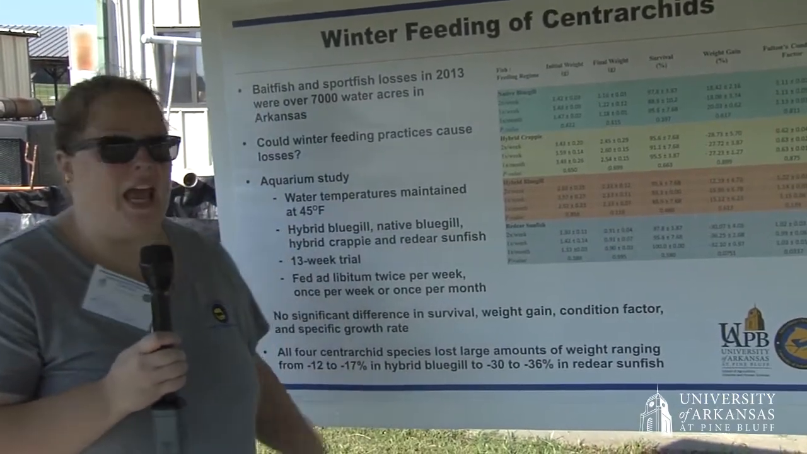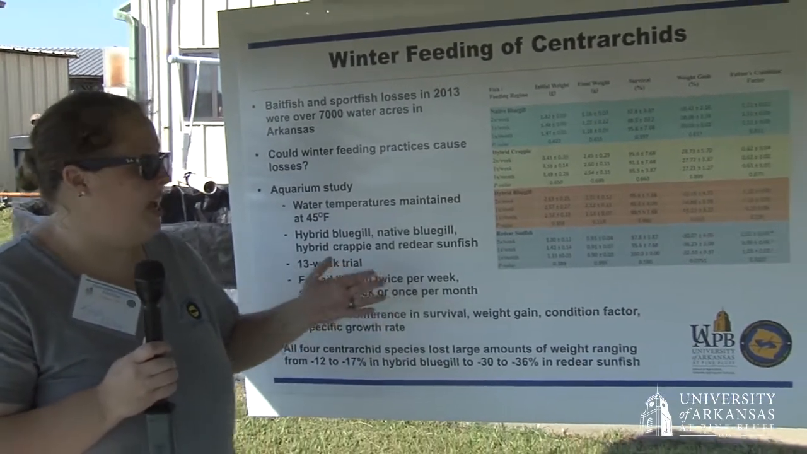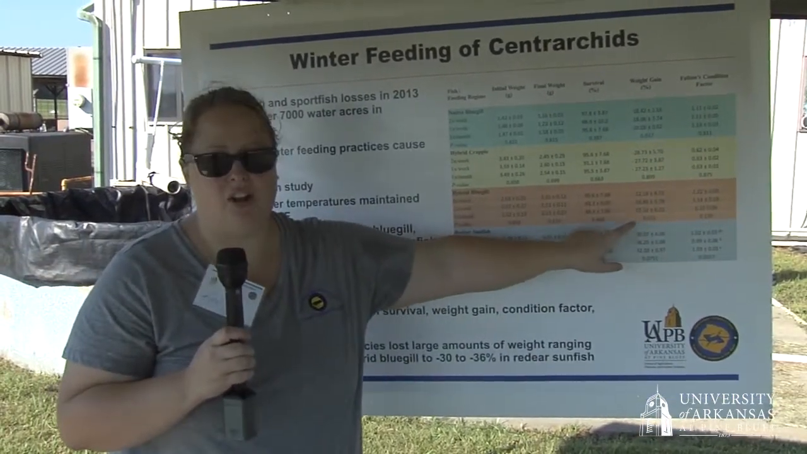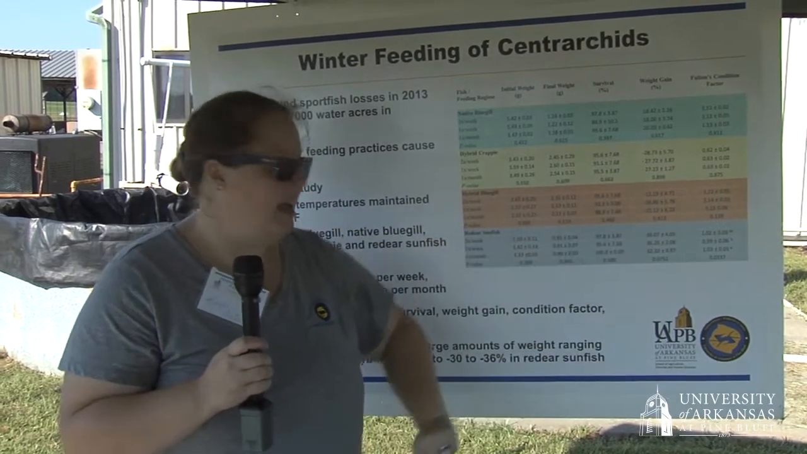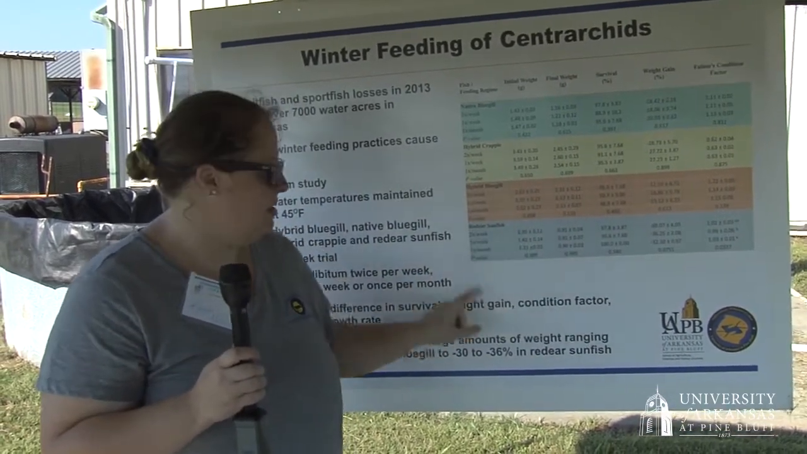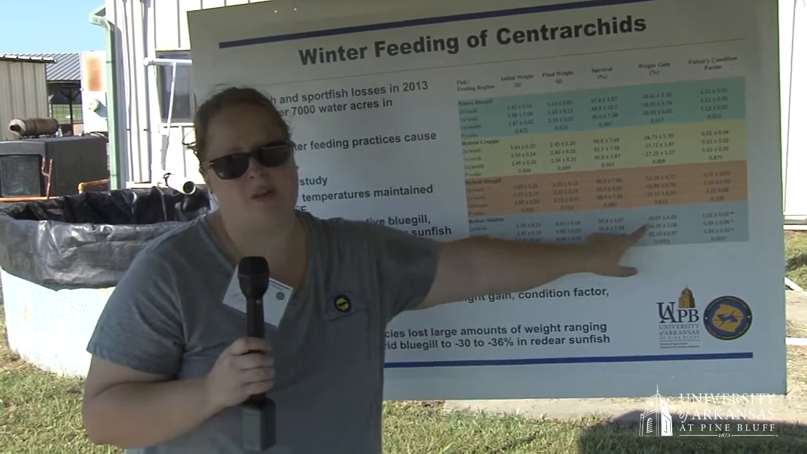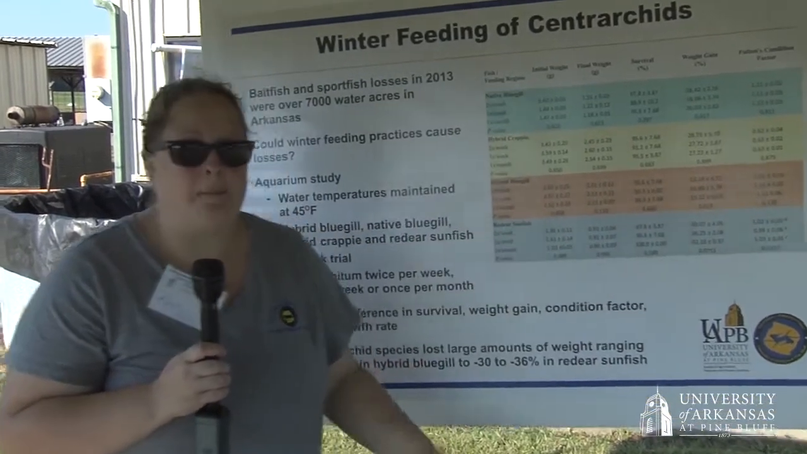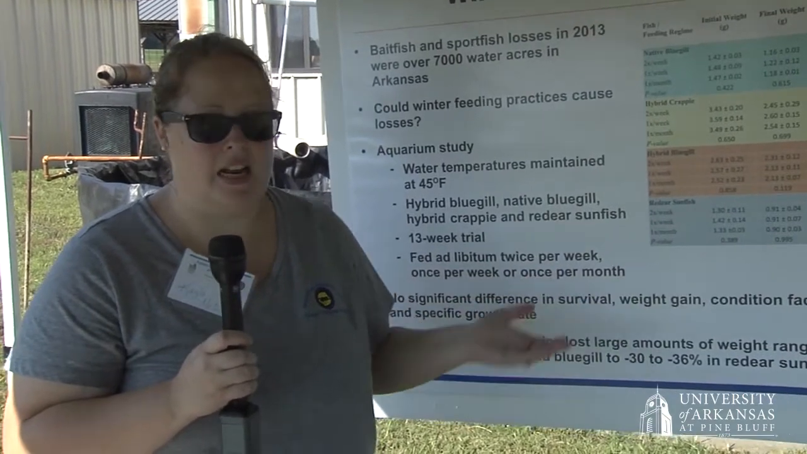And what they found was that the hybrid bluegill actually lost 12% of their body weight, plus or minus. And the red ear actually lost the most, up to 36% of their body weight. But they had good survival, they were just skinny, so I would like to see the study done again.